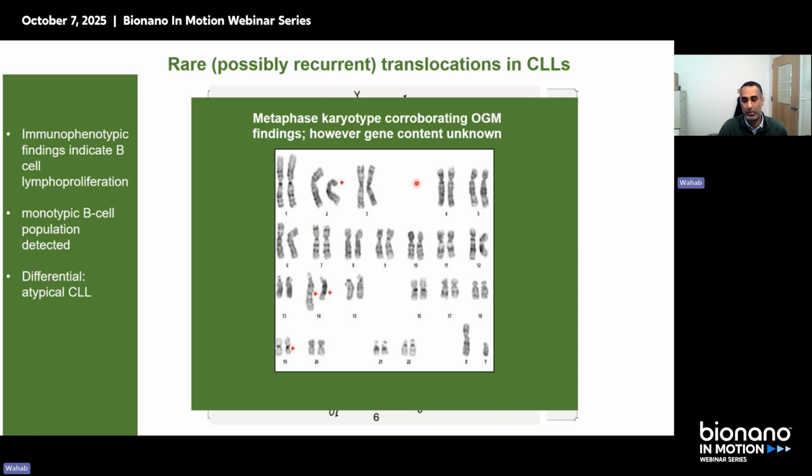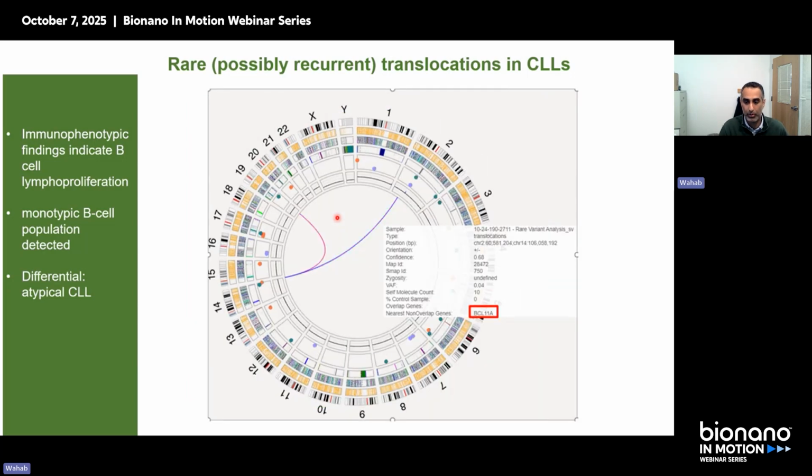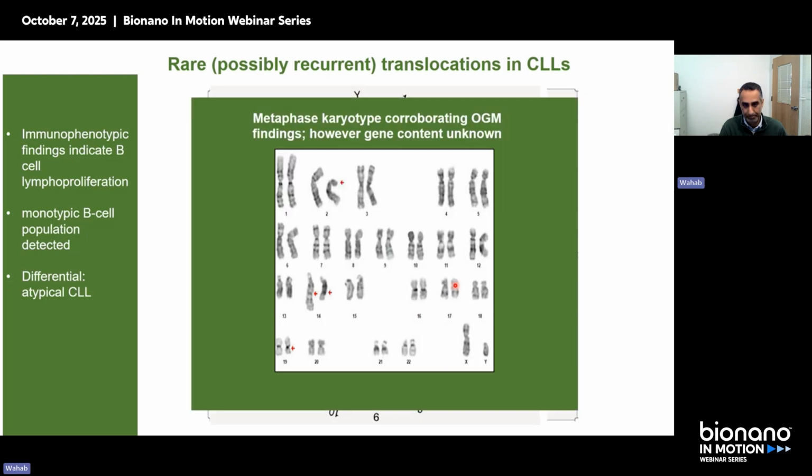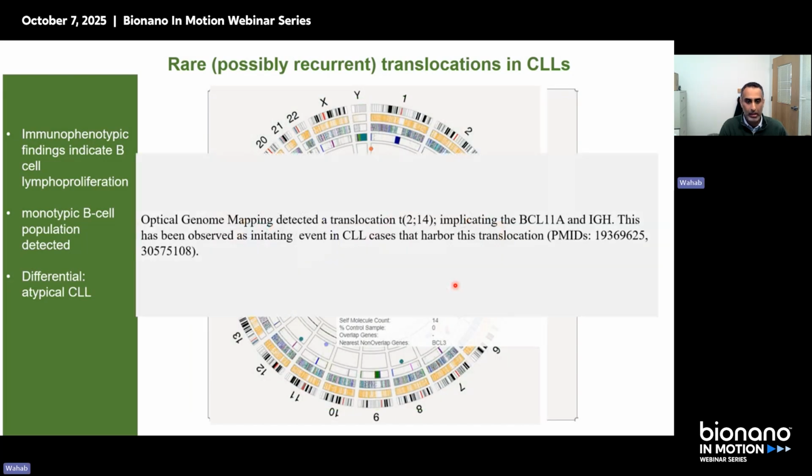So we're able to phase this information on the metaphase, of course, but you can kind of infer some of that through the VAF that were slightly different here, but it's an inference at best. And so being able to detect these 2;14 and 14;19 translocations, we don't really look for these in CLL or think about these too often on a FISH panel at least, but BCL11A-IgH has been observed as an initiating event in CLL cases that harbor this translocation.